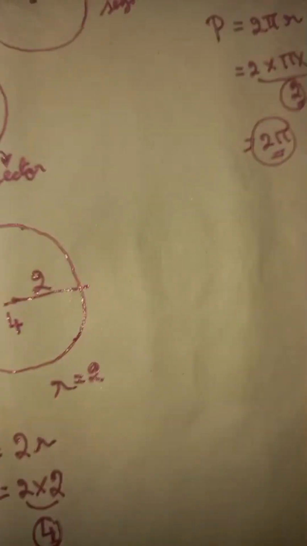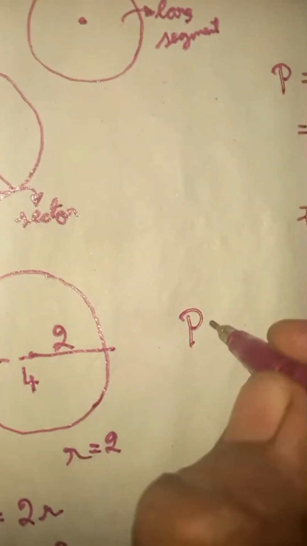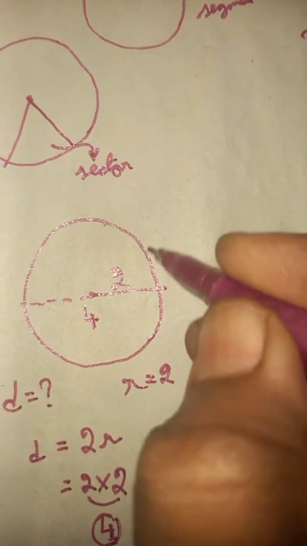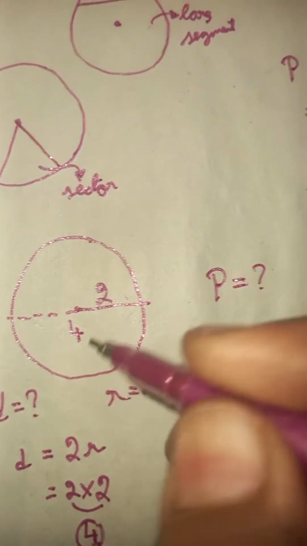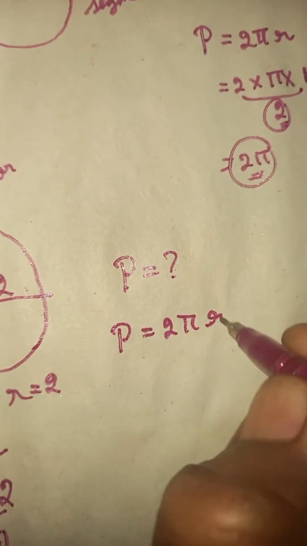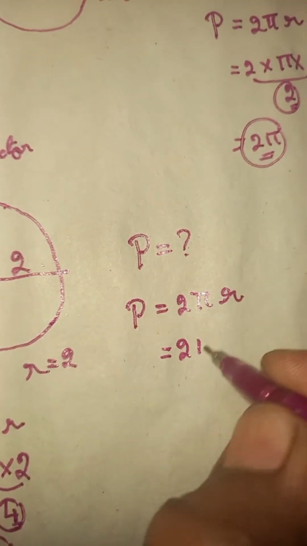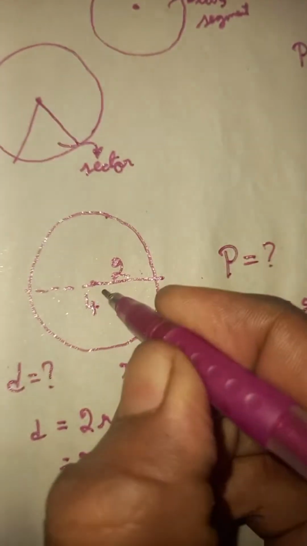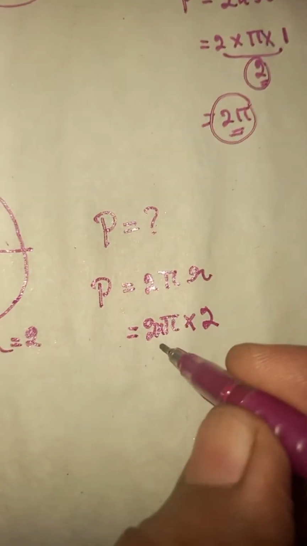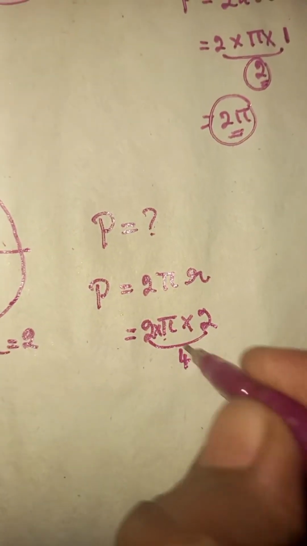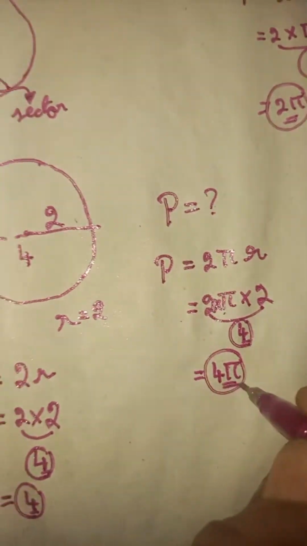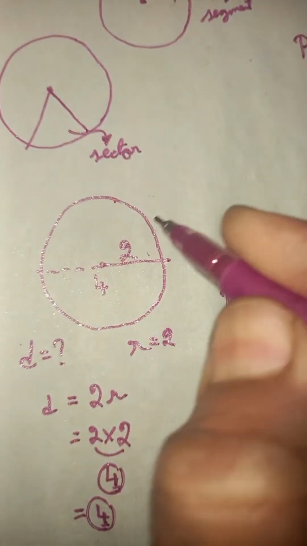Now let's find out what's the perimeter. What does perimeter mean? This complete length of the circle: if you take a thread and completely place it on the circle, that becomes the perimeter. That perimeter you can write as 2 pi r. That means 2 times pi times, here the radius is 2 units. So 2 times pi times 2. 2 times 2 is 4. 4 times pi, which is 4 pi units, is the actual perimeter of the circle.